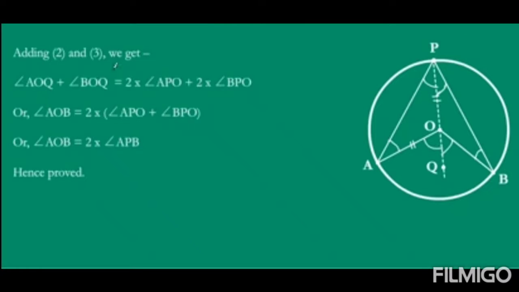Now from the figure you can see angle APO plus BPO is the angle APB, and on the left hand side angle AOQ plus angle BOQ is the angle AOB. Hence it is proved that angle AOB is equal to twice the angle APB.